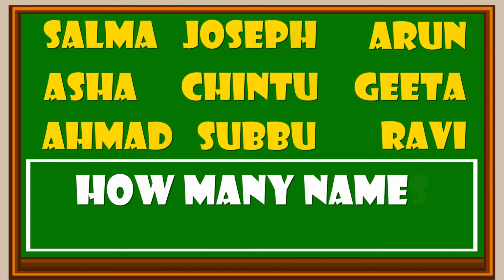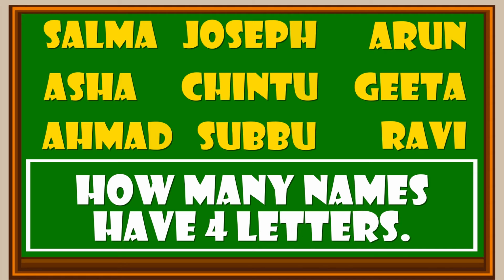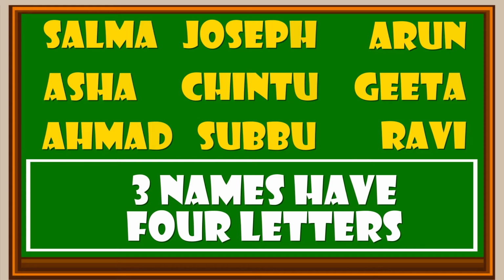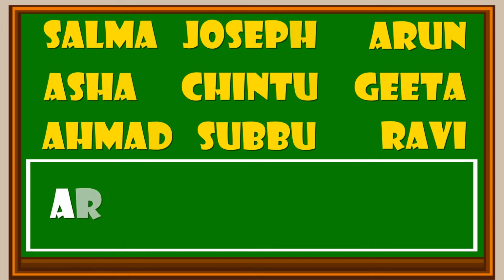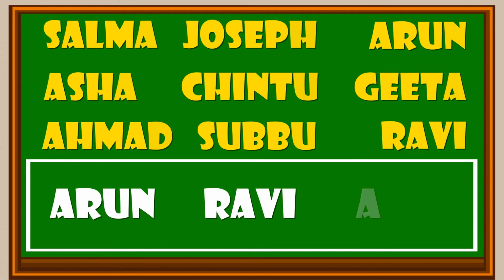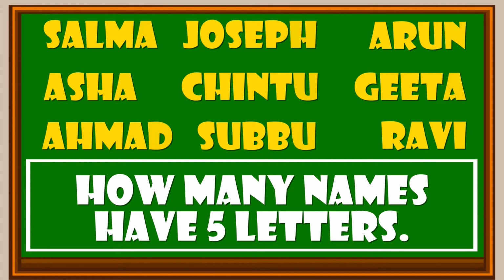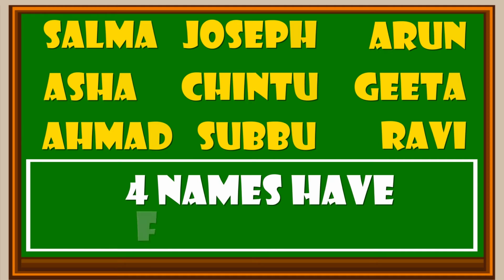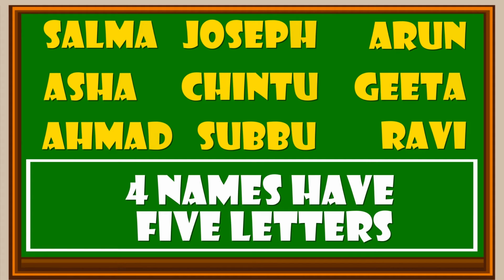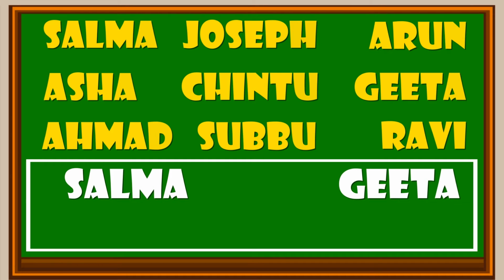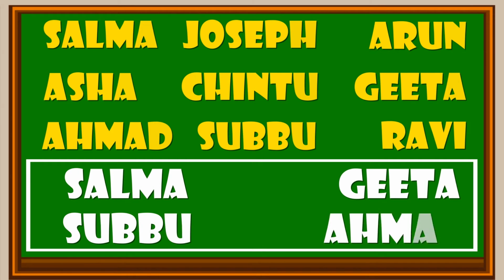How many names have 4 letters? 3 names have 4 letters: Arun, Ravi, and Asha. How many names have 5 letters? 4 names have 5 letters: Salma, Geeta, Subbu, and Ahmed.